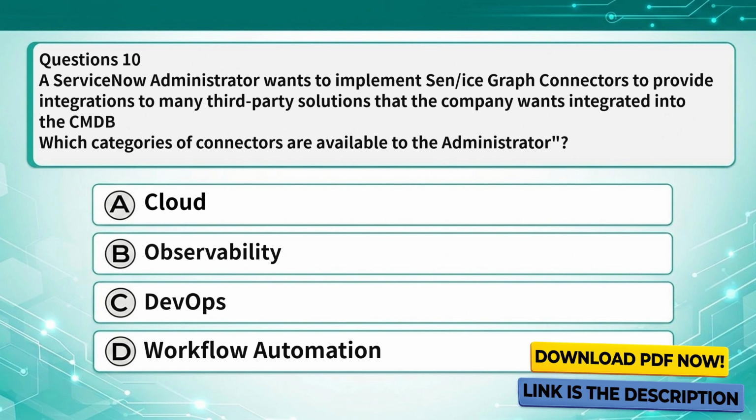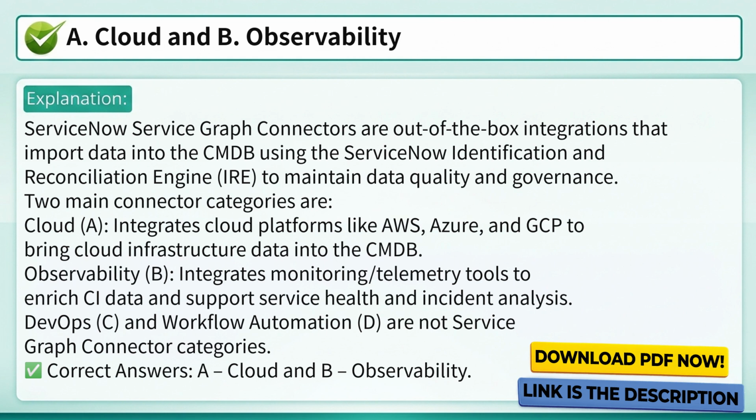Question 10. A ServiceNow administrator wants to implement CIS graph connectors to provide integrations to many third-party solutions that the company wants integrated into the CMDB. Which categories of connectors are available to the administrator? A. Cloud, B. Observability, C. DevOps, D. Workflow automation.